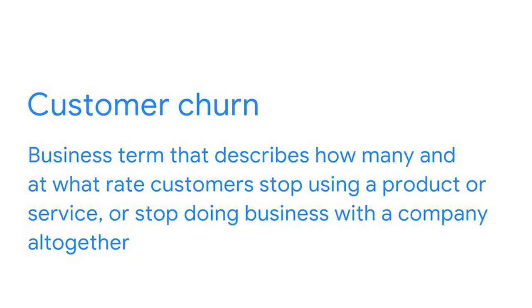For the rest of this part of the course, we'll build models that will predict customer churn at a bank. Customer churn is the business term that describes how many and at what rate customers stop using a product or service or stop doing business with a company altogether. The models will be supervised classification models because they'll each predict a categorical target. In this case, it's a binary one, whether or not each customer churned or stayed.